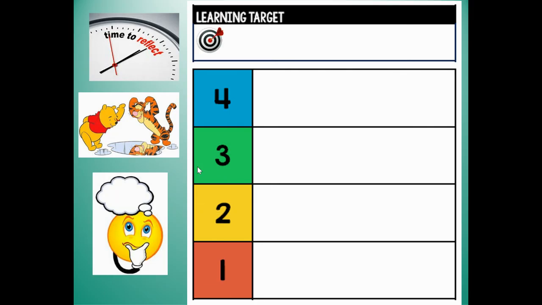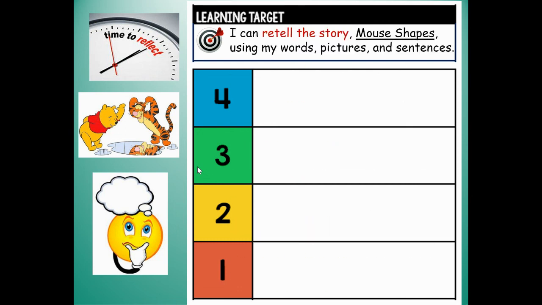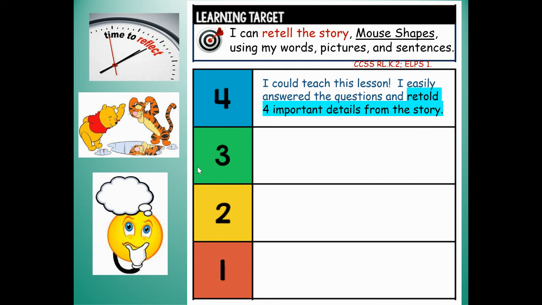All right, let's reflect on our learning target. What was our learning target? I can retell the story Mouse Shapes using my words, pictures, and sentences. Would you give yourself a 4? I could teach this lesson. I easily answered the questions and retold 4 important details from the story. If so, give yourself a 4.